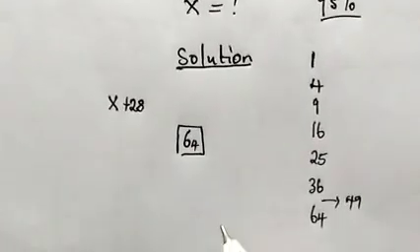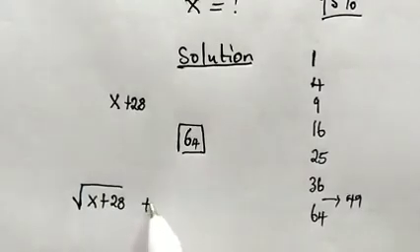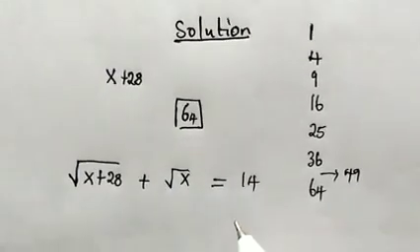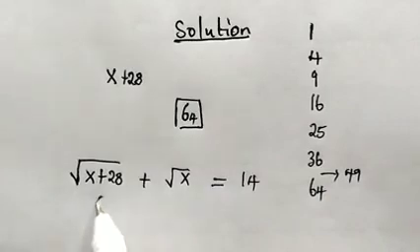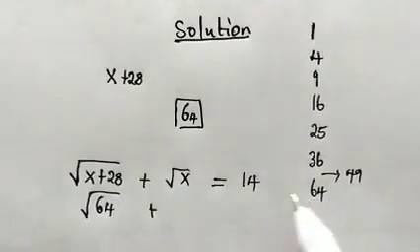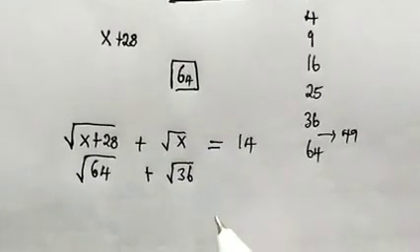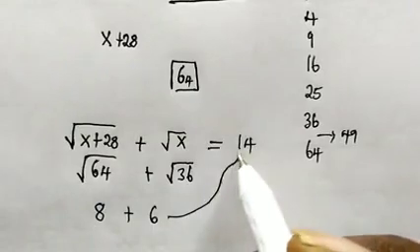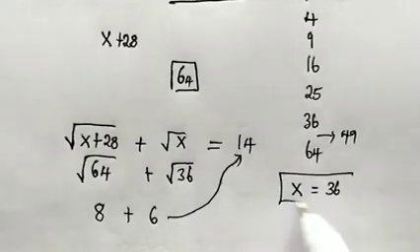With this idea, we can actually write the square root of x plus 28 plus the square root of x is equal to 14. Now we know that for x equals 36, x plus 28 is 64. So that is the square root of 64, plus the square root of 36. Let us check: this is 8 plus this is 6, and obviously this is equal to 14. So therefore x equals 36 is our solution.